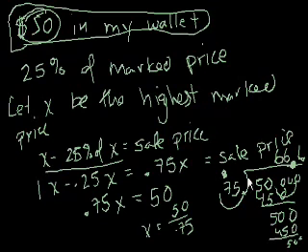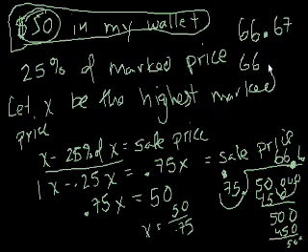But anyway, the highest marked price I can afford is $66. And if I were to round to the nearest penny, 67 cents. If I were to write this as a repeating decimal, I could write this as 66.66 repeating. Or I also know that 0.6666 going on forever is the same thing as 2/3. So it's 66 2/3.